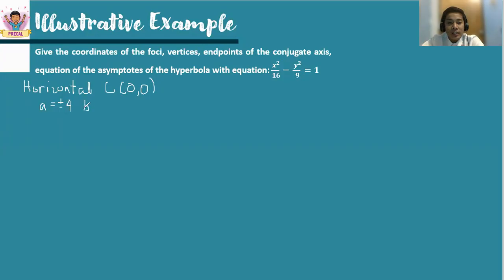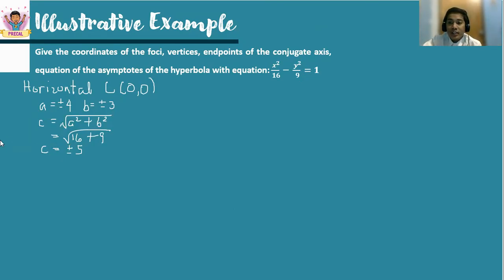What about for the b? Simply get it under y squared. So that is positive, negative 3. And how do we get the c distance? We have a squared plus b squared. So the square root of 16 plus 9 is the square root of 25, which is positive, negative 5. So this is now our c distance.